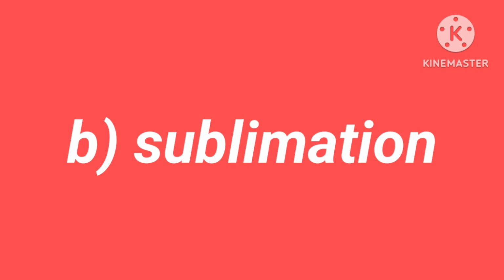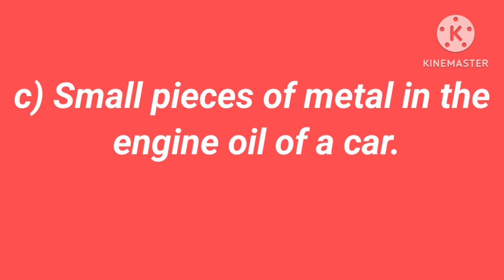Sublimation is the method of heating and direct conversion of a solid into a gas. So, in the case of aluminium chloride as well as NaCl, they are separated by the method of sublimation.